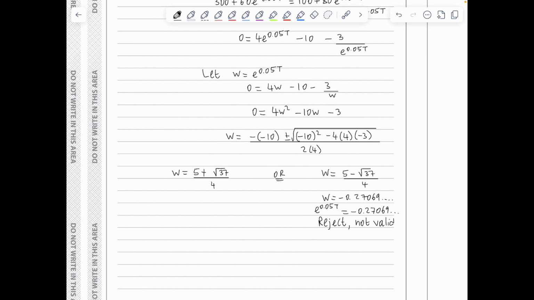If I put these numbers on the calculator, I get that W is 2.77069... So e to the 0.05 capital T is 2.77, and then I will proceed by taking ln to get 0.05 capital T is ln of 2.77069. Now I will divide both sides by 0.05 to leave capital T on its own, and if I put this on the calculator, it gives an answer for capital T, which is 20.4, correct to 1 decimal place.